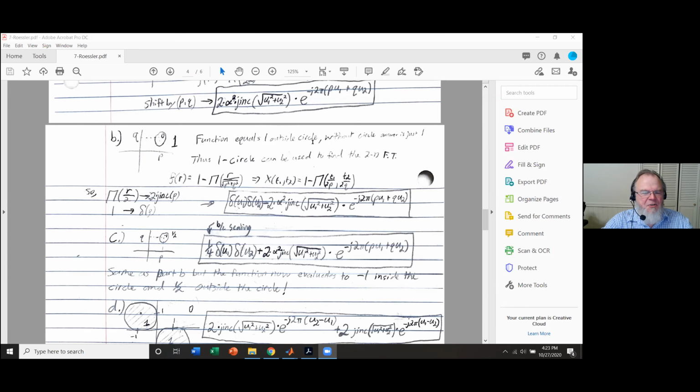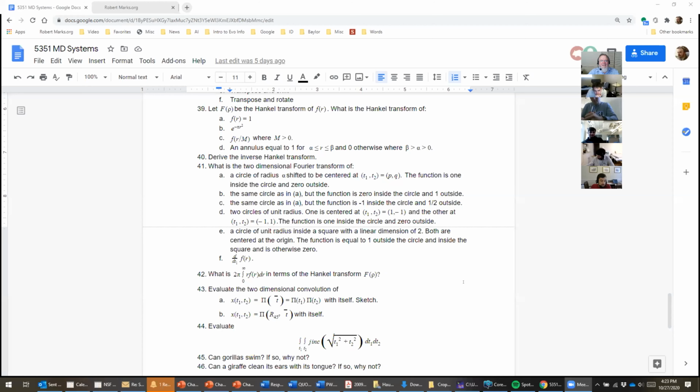Okay, go ahead and unshare your screen. Okay, let's look at the next one. Justin, I'm going to let you do this one too. Okay, you're on a roll. We're going to let you do a trifecta here. Okay, the same as A, but the function is -1 inside the circle and 1/2 outside. And then we'll start with somebody else for the next one.